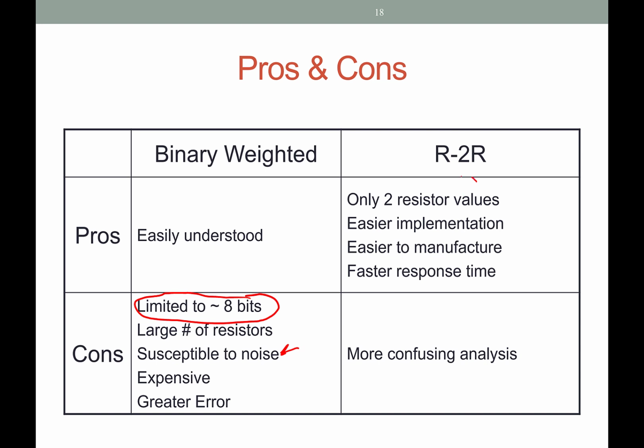That doesn't happen with R to 2R, and I think it's a whole lot easier to implement in terms of the resistor values you need, which makes it easier to manufacture. And so the analysis is more confusing, that's the main con, but you can imagine which one is used more often, this one, because once you understand the analysis you can get it from there.